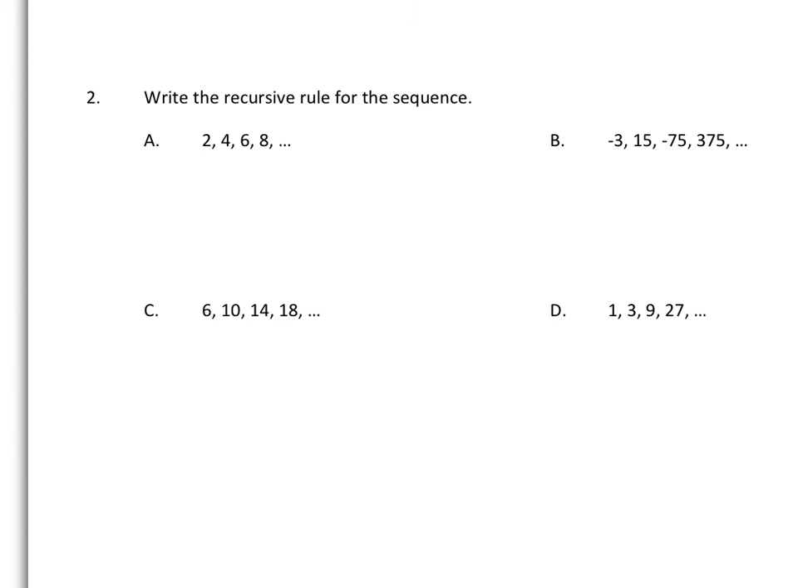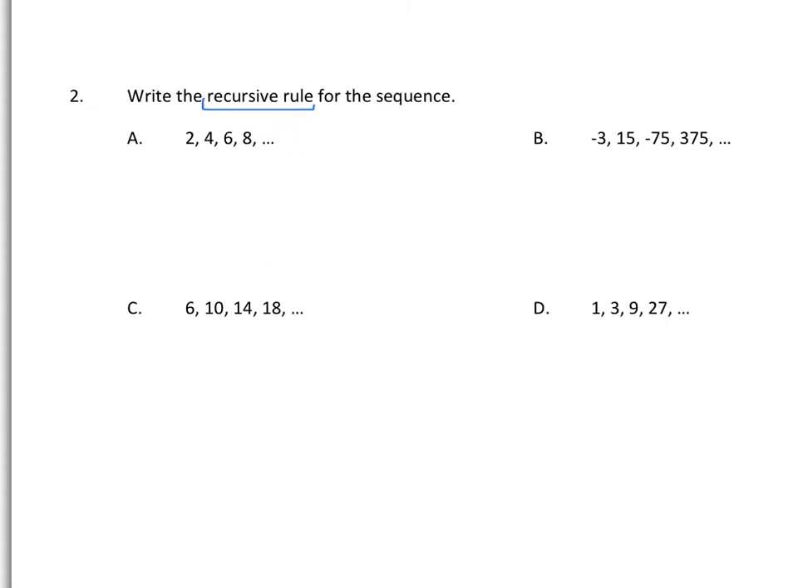Moving on to question number 2, instead of an explicit rule, it is asking us for a recursive rule. And recursive rules, there's one of two types. Either you've got geometric or arithmetic. So let's look at 2 examples where we have one of each. You might notice that in this pattern, in part A, we have a pattern where we are going up by 2. Well, that makes it very easy to write the recursive rule.